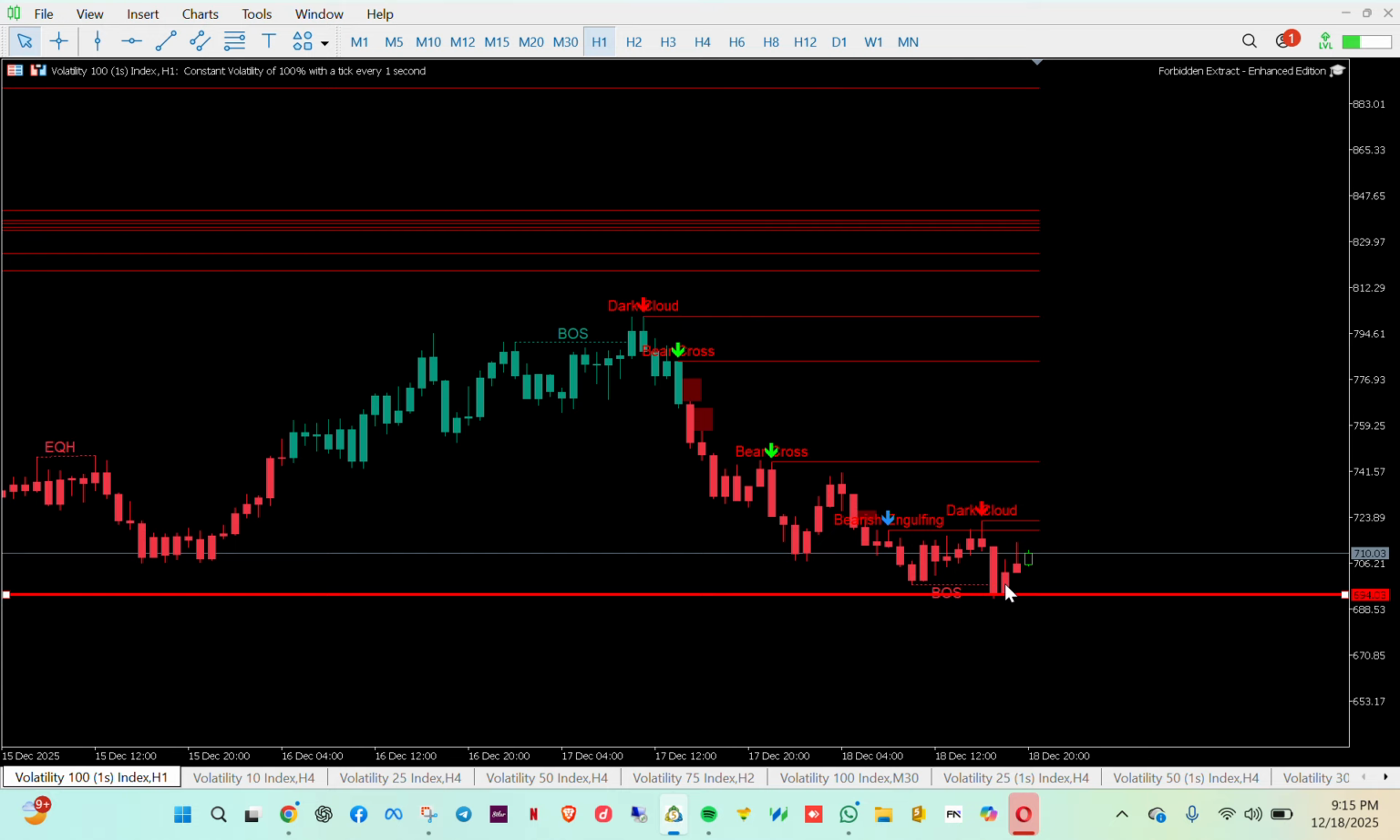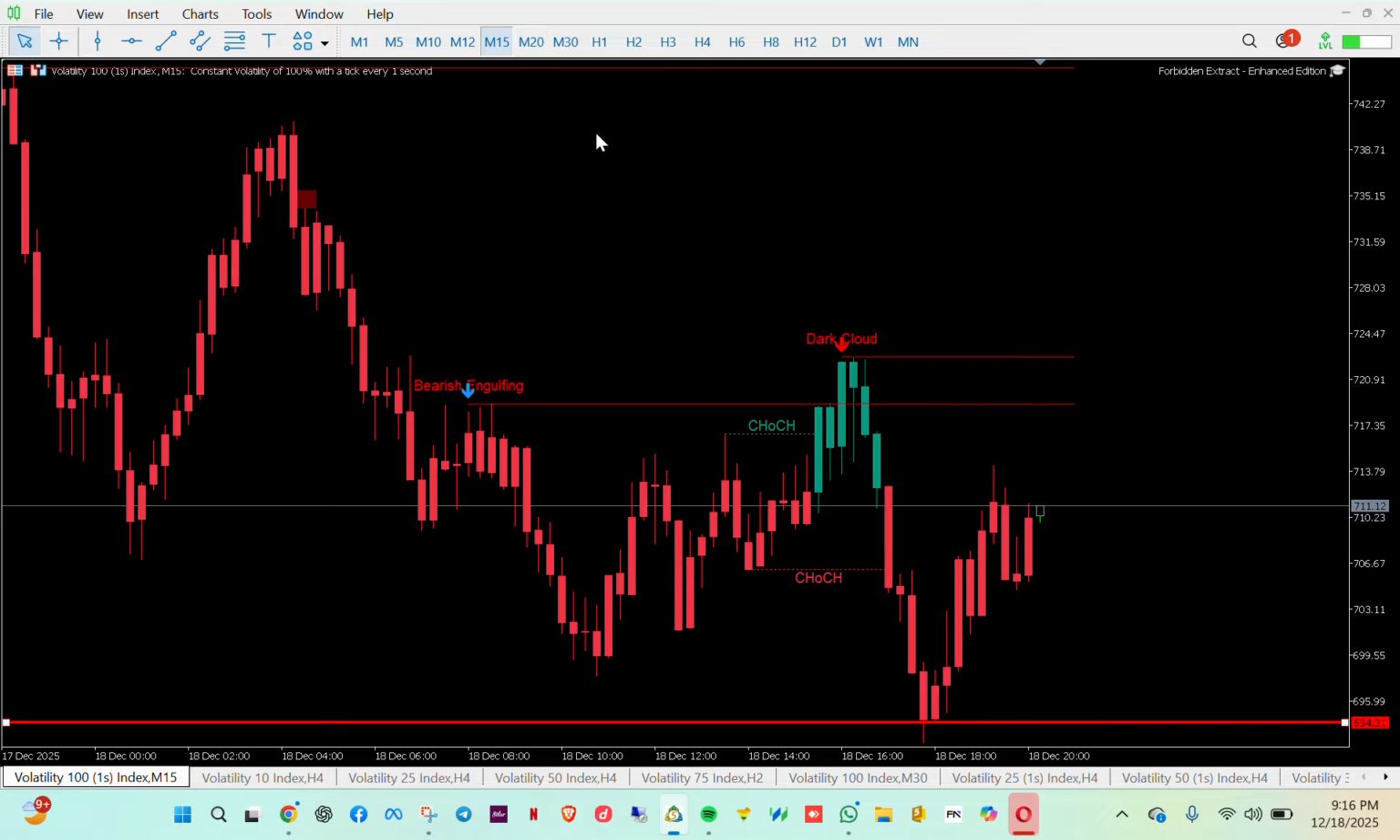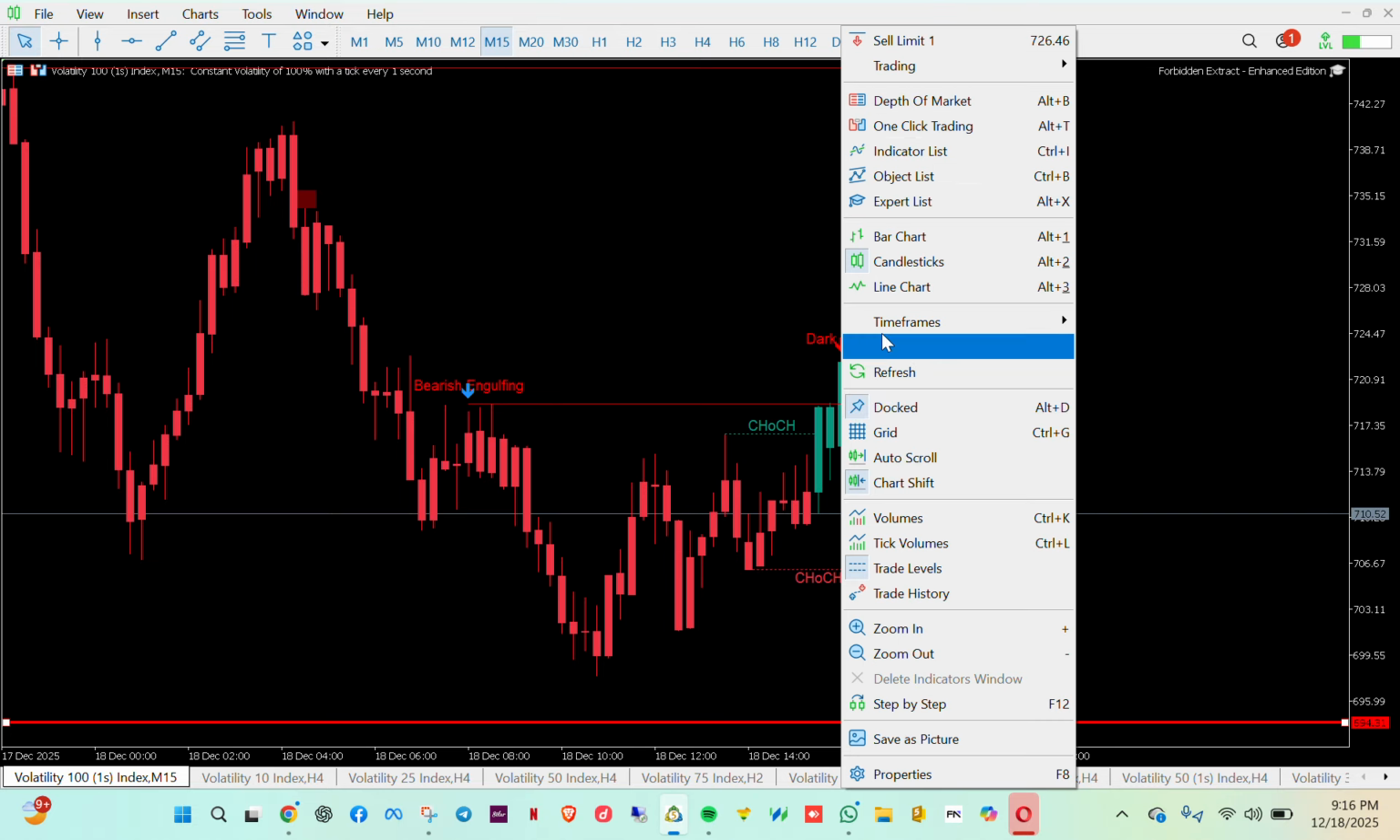You target this last low for your take profit. Whatever happens after that is none of your business. You have taken your profit at this place where you have the break of structure. Now, let's go to 15 minutes. We are going to be using 1 hour and 4 hours if you want to take a trade based on break of structure.